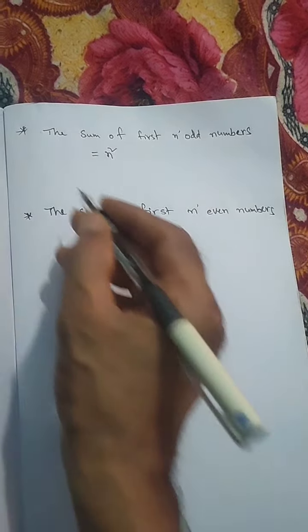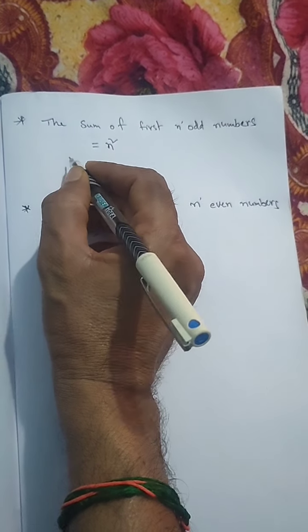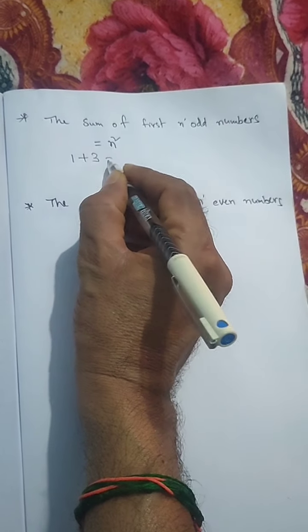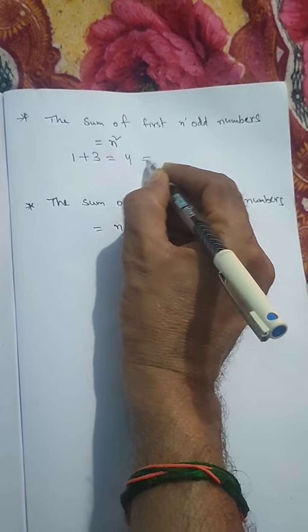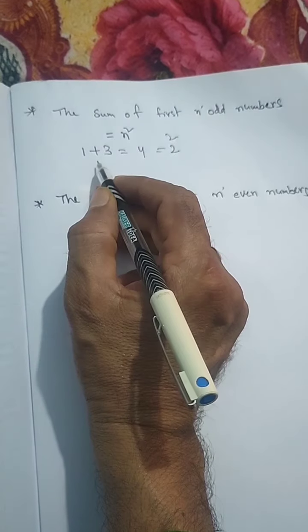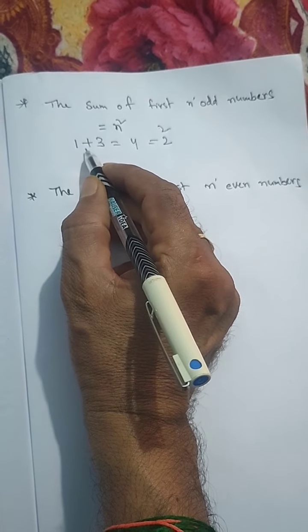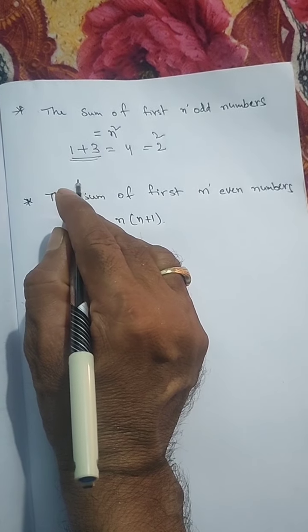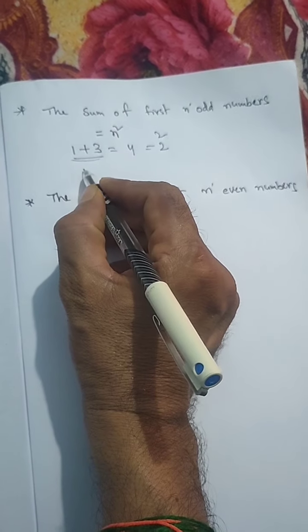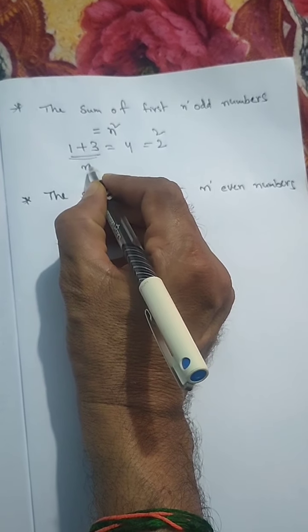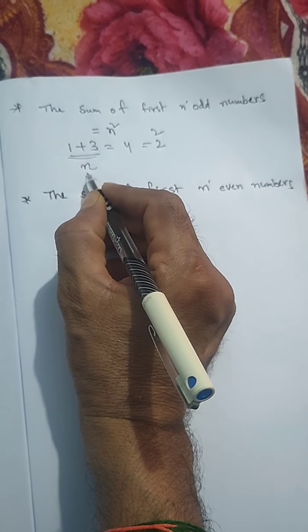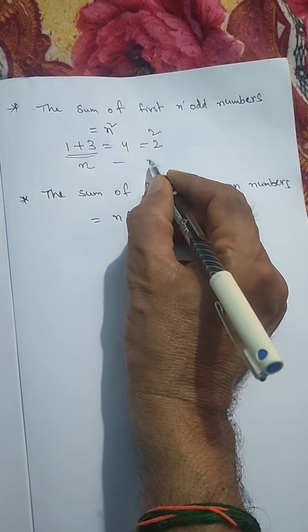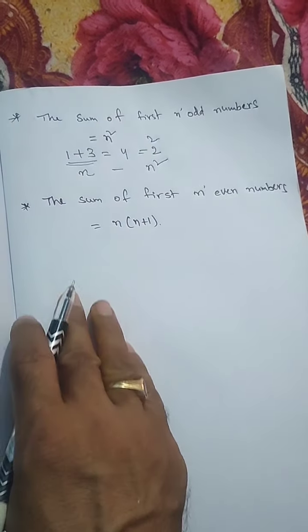We have to take the first two odd numbers. For example, 1 plus 3 equals 4, that equals 2 square. So how many numbers have we taken? Two first odd numbers. So, 2 square. If we take the first n odd numbers, the sum of the first n odd numbers equals n square. Like that we have to check.